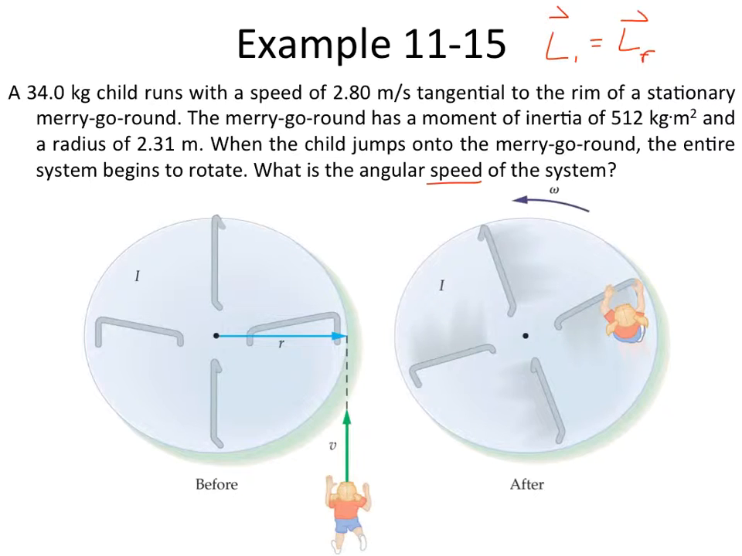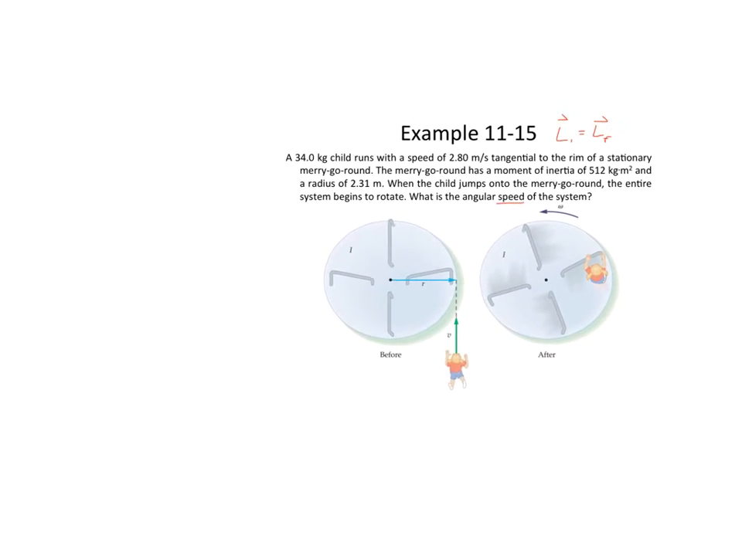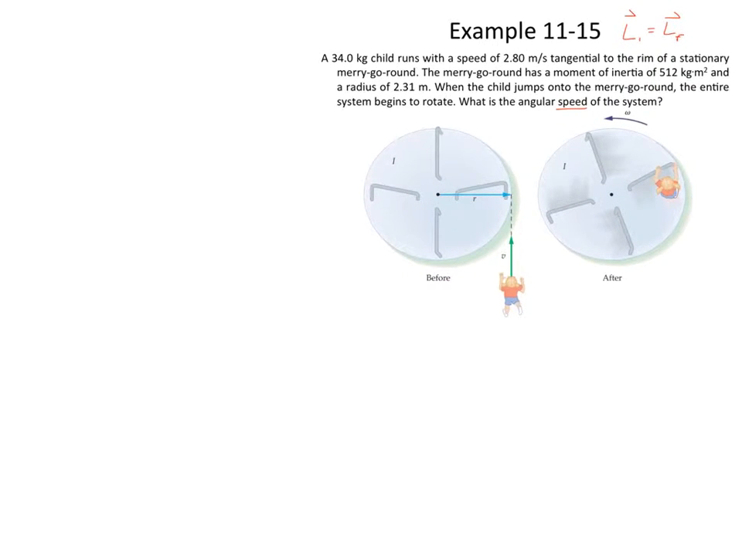Okay, so let's just write down some of the things that we know. I'm going to shrink this down a little bit, because I'm going to need a little more space. I think we can still read it. So the mass of the child, M_C, equals 34.0 kilograms. The initial velocity of the child, V_i, equals 2.80 meters per second. I wrote an 8, that is not a 2. 2.80 meters per second, and tangential to the rim of the stationary merry-go-round.